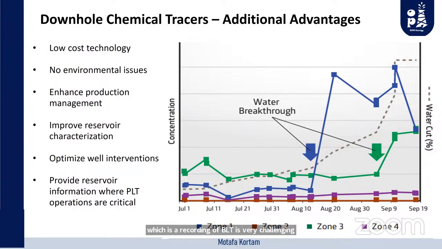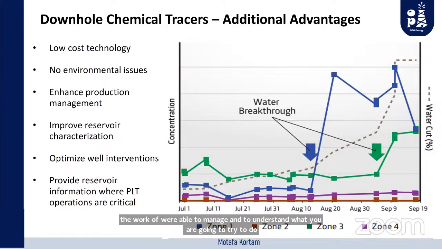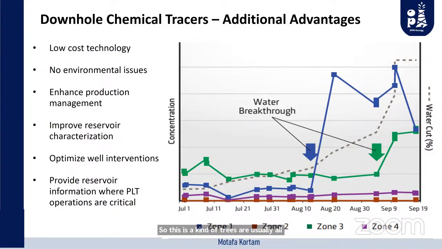It's very simple and doesn't require workover intervention. Before the workover, you're able to manage and understand what you are going to try to do. So this is a kind of tracer. Usually all the tracer types help to understand the fluid movement within the reservoir, and hence help in taking decisions that affect the production strategy and the overall field development. I mean, you will be able to optimize the well intervention.